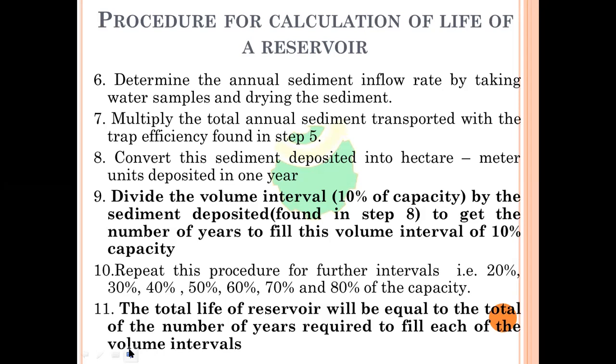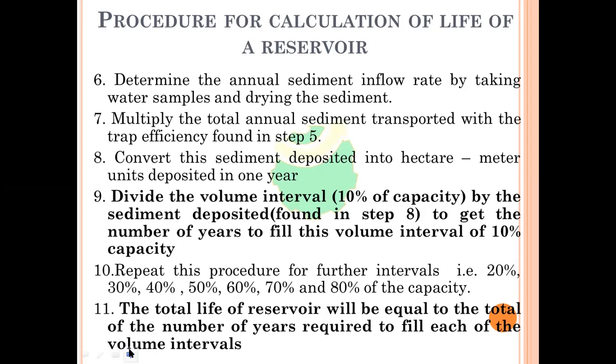Next, multiply that sediment transport value by the trap efficiency and convert that sediment deposition into hectare meter units or other units. Next, divide the volume interval by the sediment deposited. So for 10% of capacity, that means 100 by the sediment deposited value, 90 by the sediment deposited value, to get the number of years to fill this volume interval of 10% capacity. Repeat this procedure for further intervals. The procedure should be the same for the remaining intervals also.